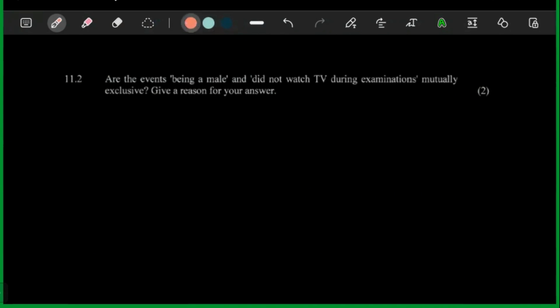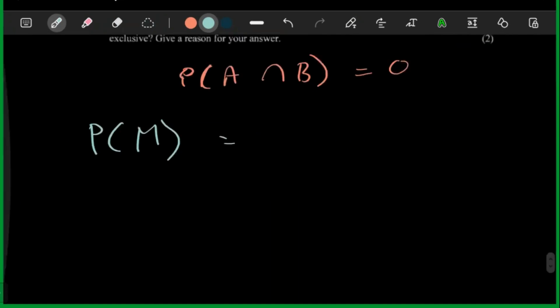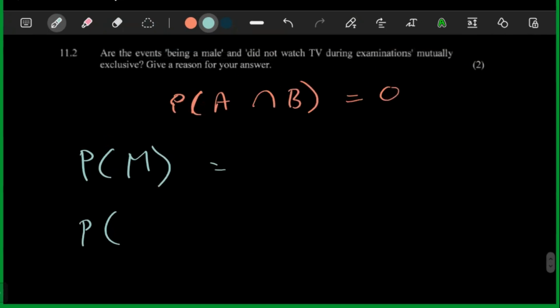For mutually exclusive events, what we know is the probability of A and B is equal to 0. That's for mutually exclusive events. So what we need to find out is the probability of being male. We need to get that value. Then we need to find out the probability of not watching TV. So let's say NT for not TV. We need to get these two probabilities, right?